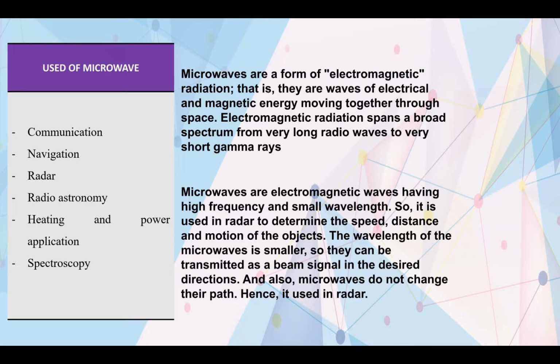An example for microwave: microwaves are electromagnetic waves having high frequency and small wavelength. So they are used in radar to determine the speed, distance, and motion of subjects. The wavelength of the microwave is smaller, so they can be transmitted as a beam signal in the desired direction, and also microwaves do not change their path. Hence, they are used in radar.